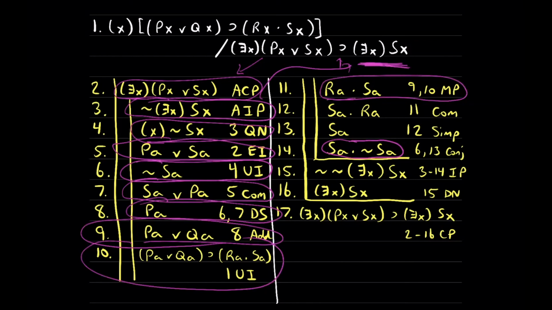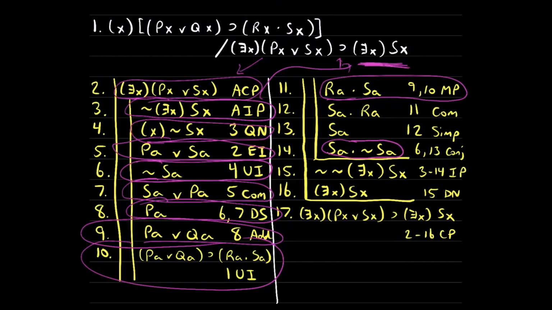Now, well, I already know Sa is false. That's what we have here on line 6. So the question then becomes, how can I get Sa on its own line so I can form my explicit contradiction, Sa and not Sa? Well, I already have Sa here on line 11.